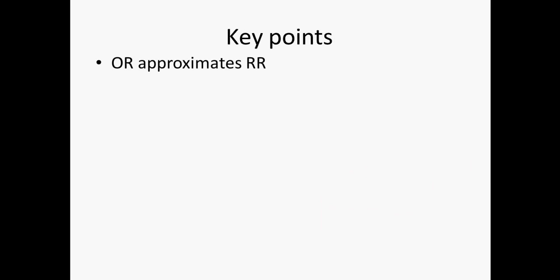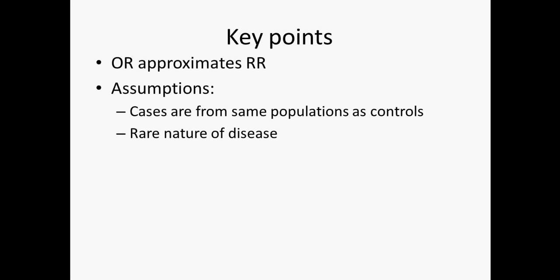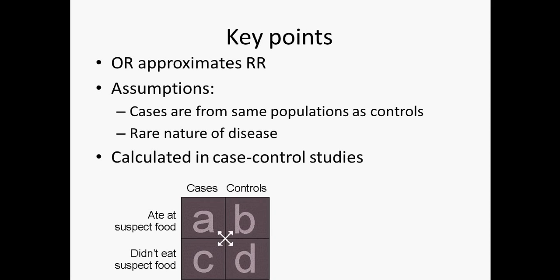So key points about odds ratio. Odds ratio approximates RR under two situations. These are the two assumptions or situations. You need to have cases from the same population as controls, and we need to do matching, and the disease has to be rare. Odds ratio is calculated in case control studies, and this is the typical 2 by 2 table for odds ratio. The formula for odds ratio is A multiplied by D over B multiplied by C.